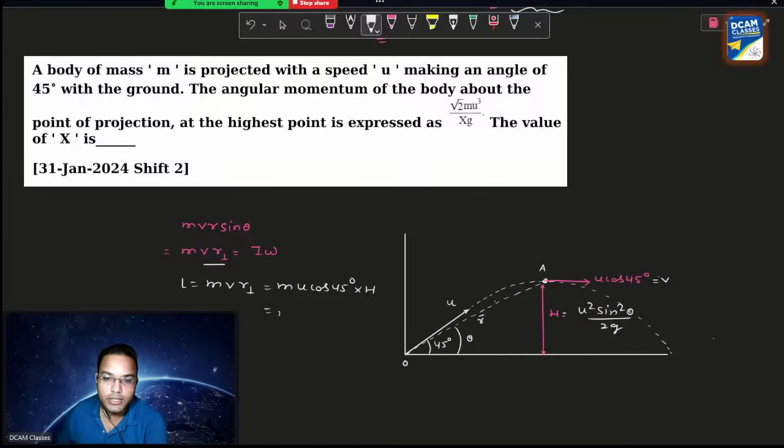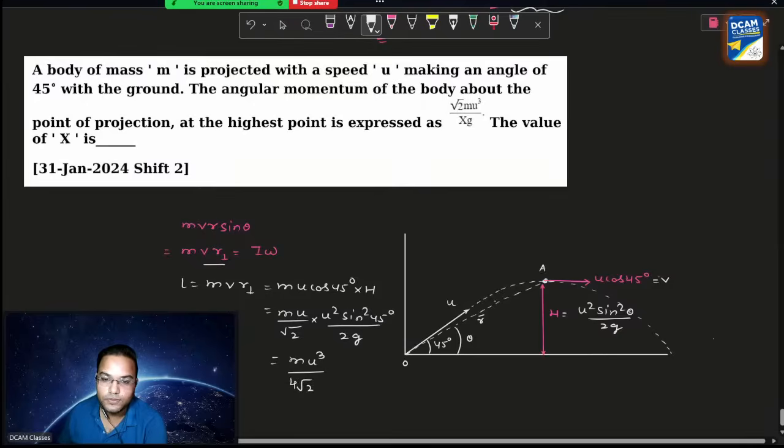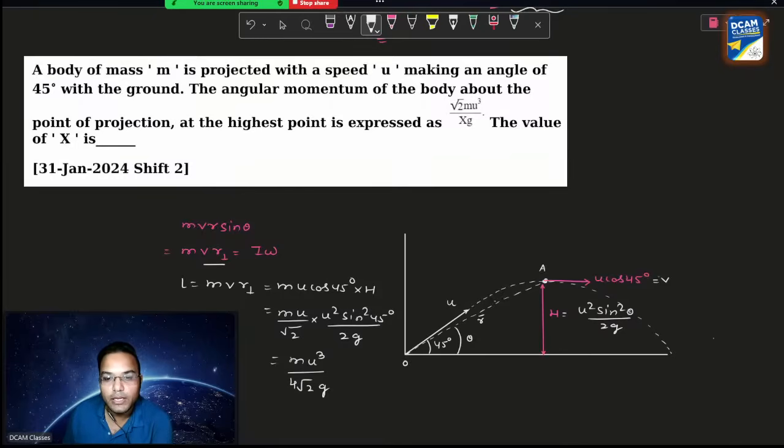So we'll put it: m into u by root 2 into u square sine square 45 by 2g. So m u cube by 4 root 2 g. What have they given? m u cube by... see, root 2 is in the bottom, so we have to multiply by root 2 at the top. So it will be root 2 m u cube by 8g. The answer is 8.